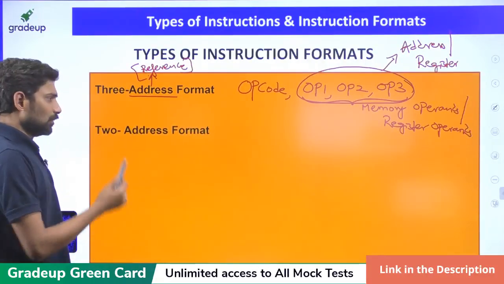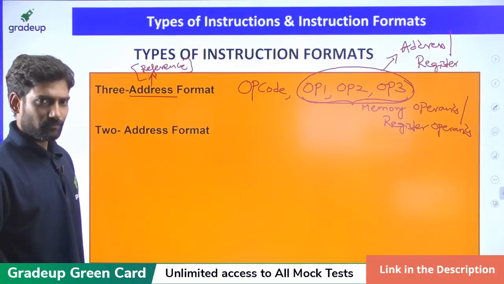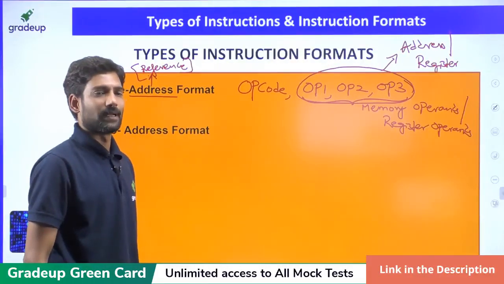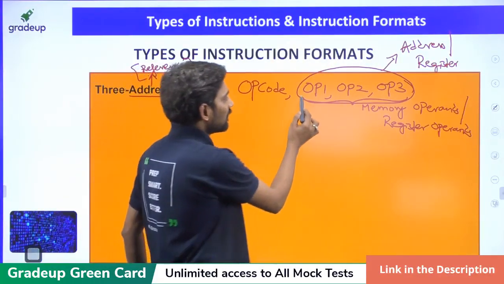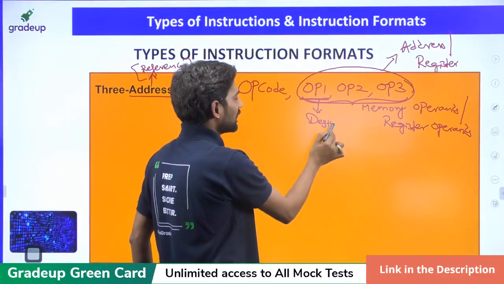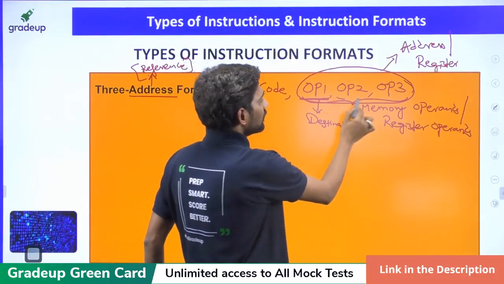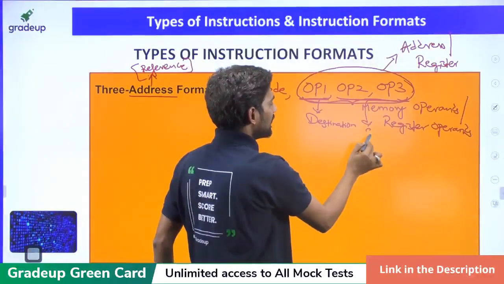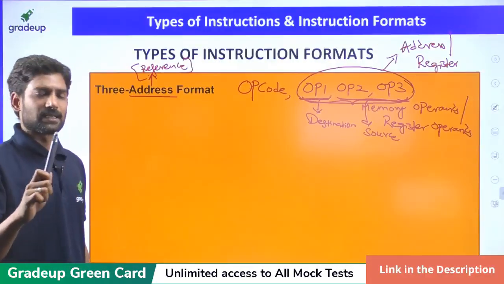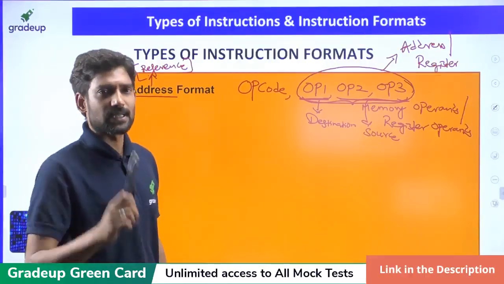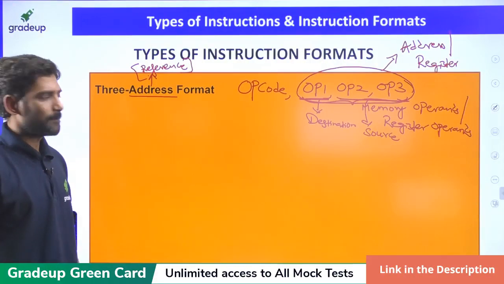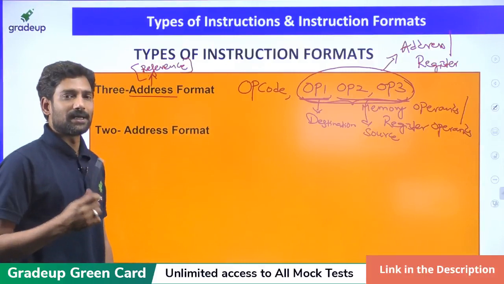Before the next one, when 3 addresses are given, 3 operands are given, then the first one is considered as the destination operand. The next 2 are considered as source operands. When 3 addresses are mentioned, first is destination, the next 2 are source.